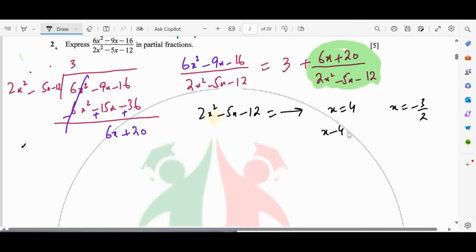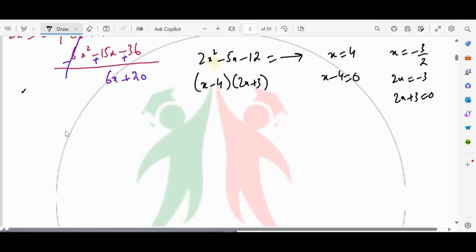So from here we will have x minus 4 equals 0 and 2x plus 3 equals 0. Now we can write this as (x minus 4)(2x plus 3). So this will be the factorization for this question. Now we can write it as 6x plus 20, and we can replace the denominator with (x minus 4) into (2x plus 3). Now this one is a linear one. This one is also a linear one.